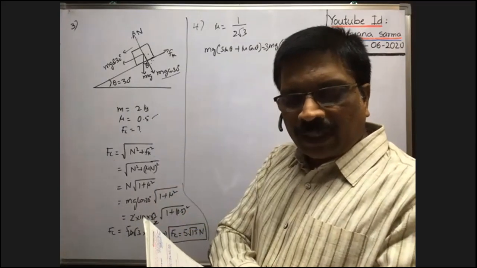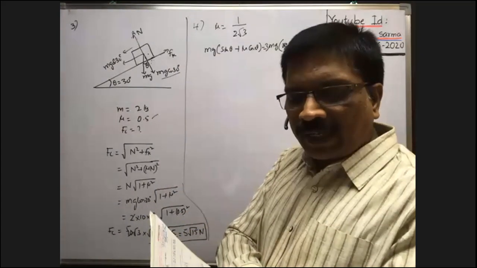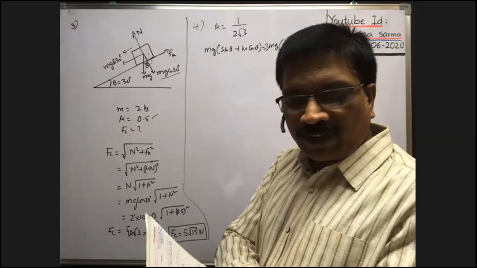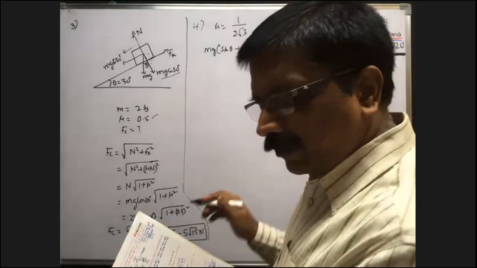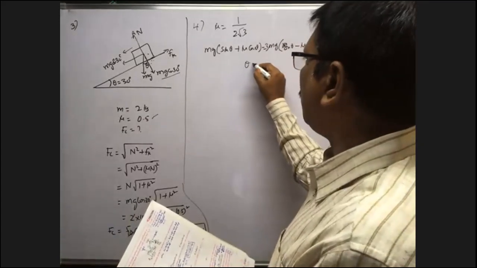You see, the minimum force required to move the body up the inclined plane is 3 times the minimum force required to prevent the body from slipping down the inclined plane. The coefficient of friction is given, and then they asked for the angle of the inclined plane.